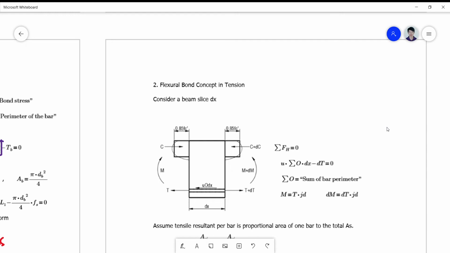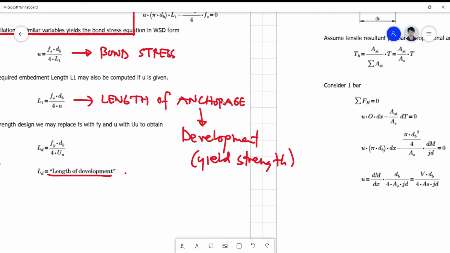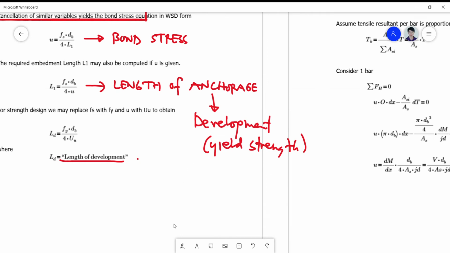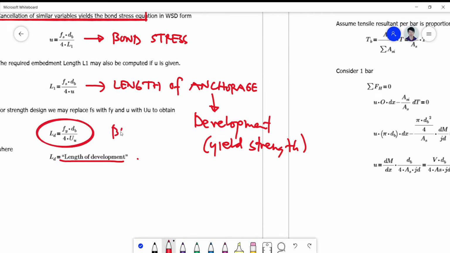Okay, let's continue our discussion on development length or length of development. For the length of development that we derived in the previous video, remember that this is our basic formula, LD.